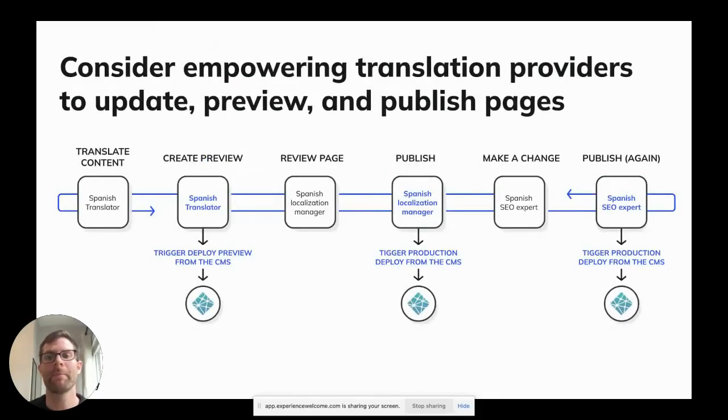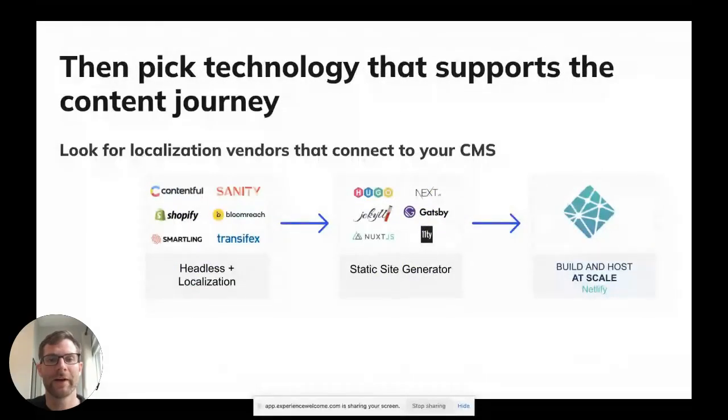Also, consider empowering translation providers to update, preview, and publish pages. So here's an example of how a Spanish translator can actually deploy a preview, kind of what we talked about a moment ago, and then it goes to a localization manager. And finally, pick technology that supports the content journey. So for example, some localization vendors that connect directly into your CMS and then can be built, hosted, and scaled on Netlify. So an example, a couple that you may see are Smartling and Transifex that kind of integrate with Contentful, Sanity, Shopify, Bloomreach.